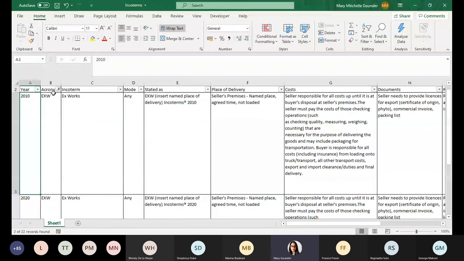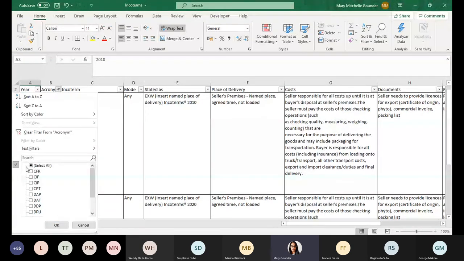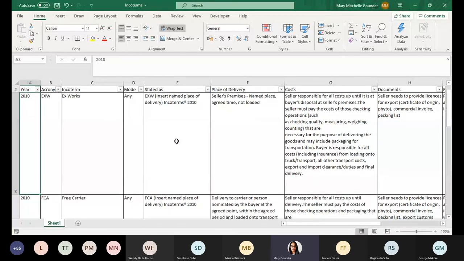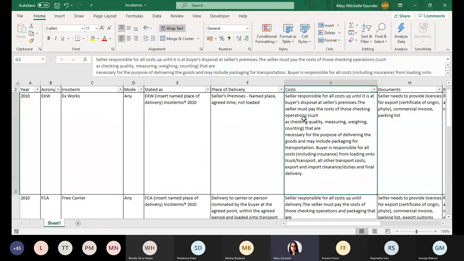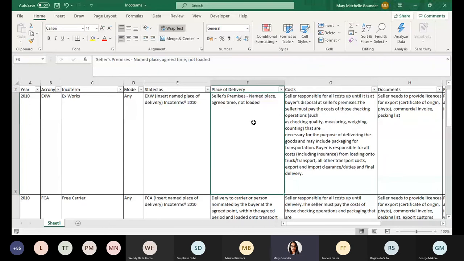So as you can see, the Excel sheet actually makes it a lot easier. So if you are busy quoting somebody, you need to know what costs you're responsible for, because these are the costs you will add on to your quote. So the transport cost, your insurance cost, these are all costs that you need to add on to your final price. Okay, so that is the Incoterms and what you can do with it.